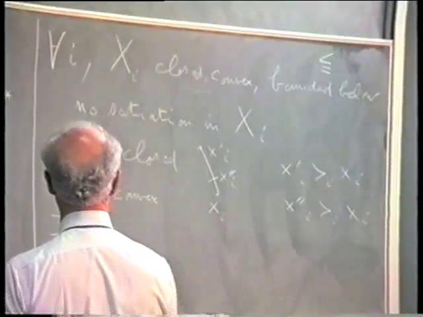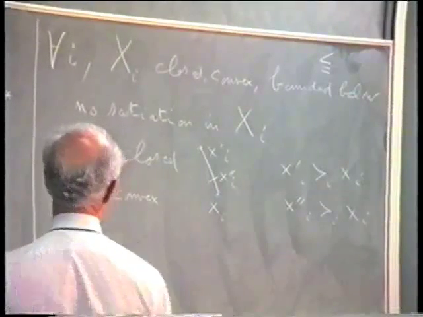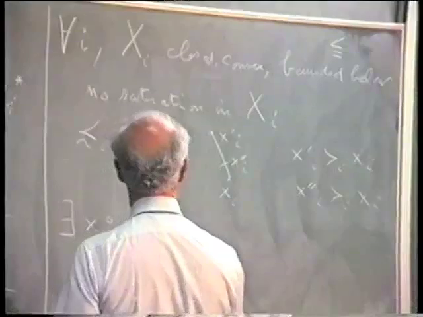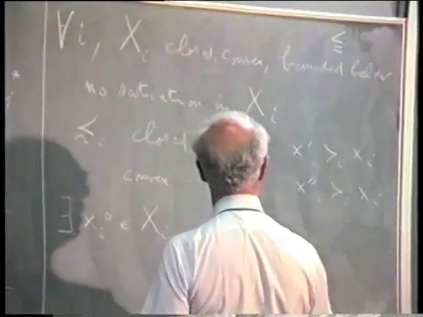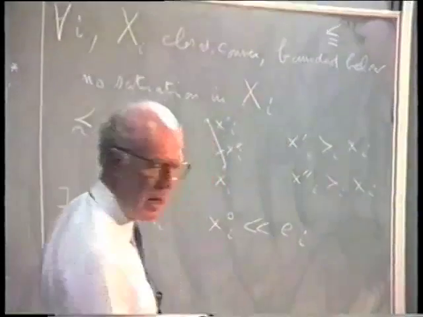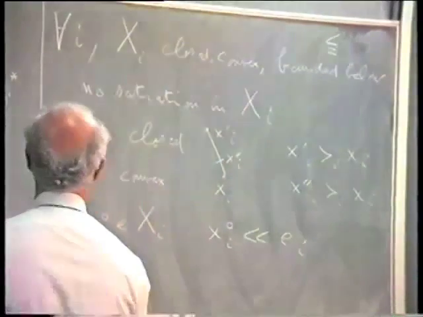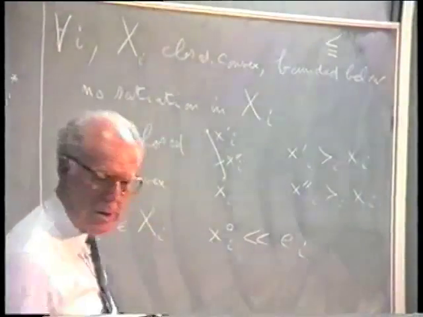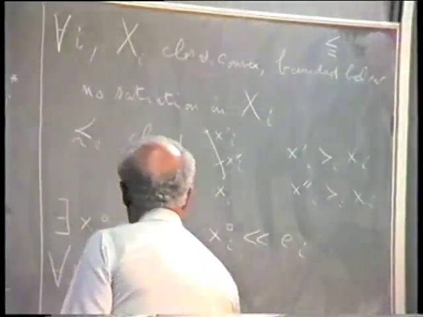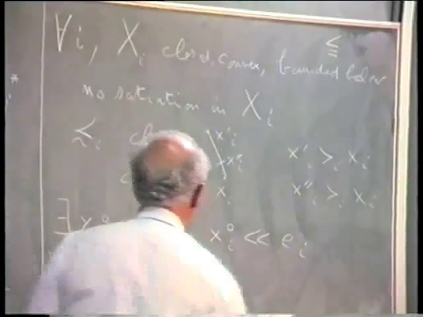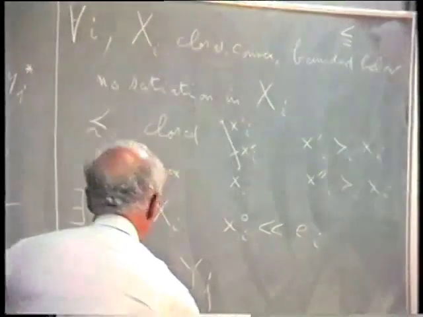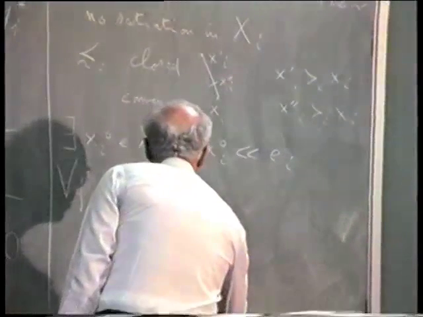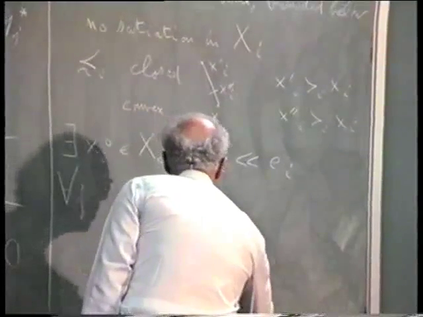We assume that there is an xi0 in Xi such that xi0 is strictly smaller than ei, and then for every producer you assume that the set Yj contains the origin. You assume that Y, the total production set, which is the vector sum of the Yj, is closed and convex.